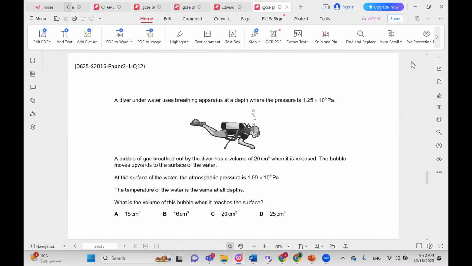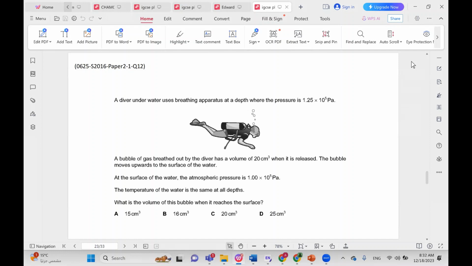A diver underwater using breathing apparatus at a depth where the pressure is so and so. A bubble of gas breathed out by the diver has a volume of 20 when it's released. The bubble moves upwards to the surface of the water. At the surface of the water, the atmospheric pressure is 1 times 10 to the power of 5. The temperature is the same. What is the volume of this bubble when it reaches the surface?